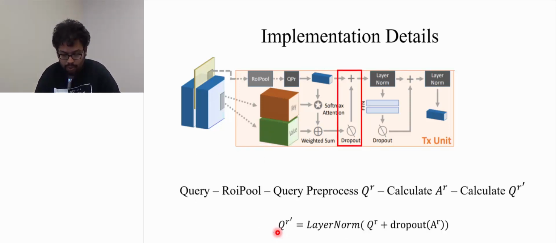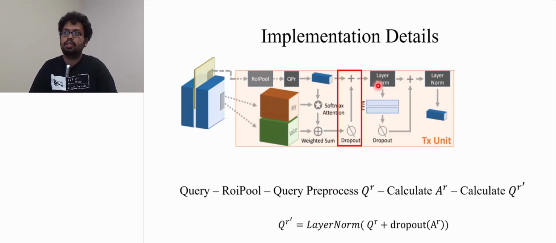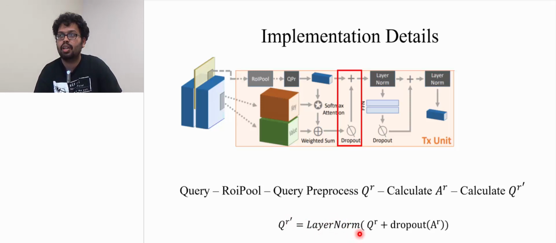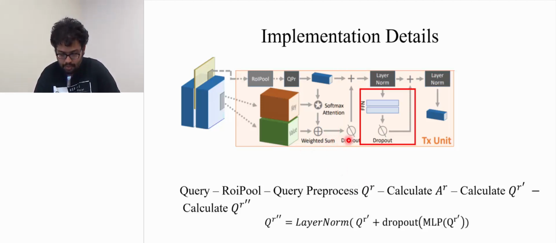After which a dropout is applied on this and is added back to the original input query feature vector, which is 1 cross 1 cross 128, and then a normalization is done in order to obtain Q of R prime here. So we can see that Q of R prime is a layer normalization of Q of R, which is the output of the dropout. Q of R is the query feature vector plus the dropout of A of R, that is, the dropout is done after the attention feature is obtained.